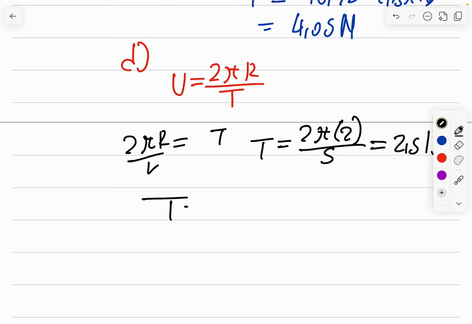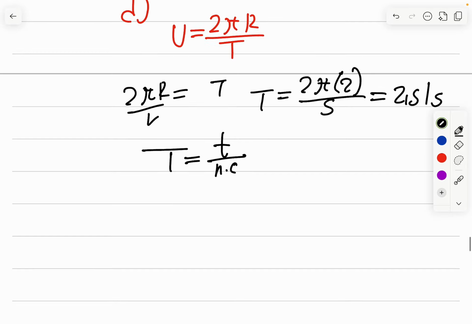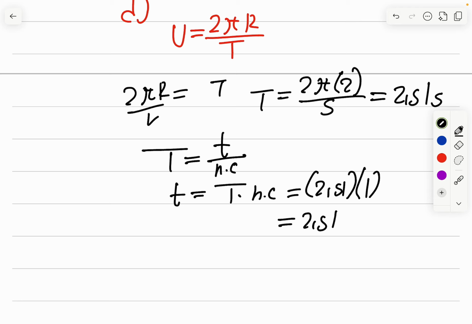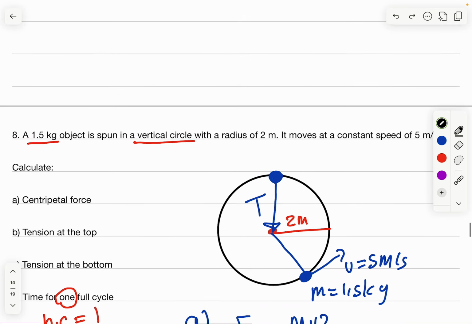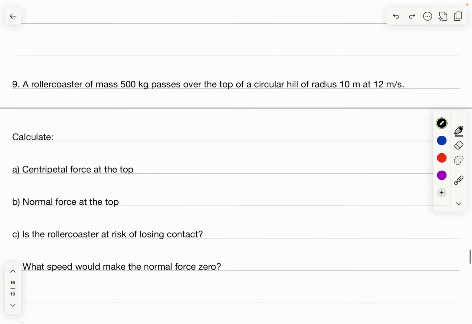And we know the period equals the time taken to complete those number of cycles, divided by the number of cycles. Let me make time the subject of the formula: period multiplied by number of cycles. The period was 2.51. Number of cycles is 1. It's going to be 2.51. The time taken to complete how many cycles? 1 cycle. Understand? Simple stuff. Nothing more, nothing less.